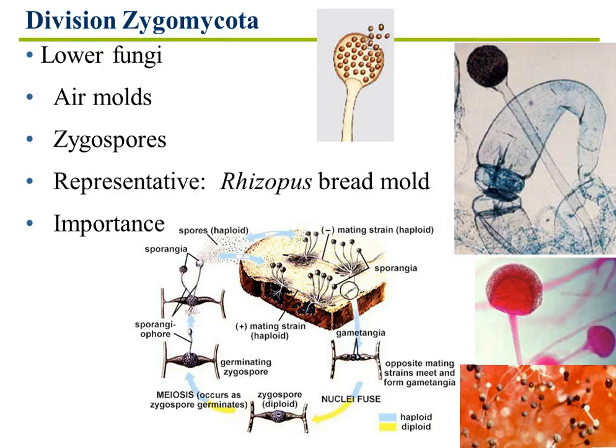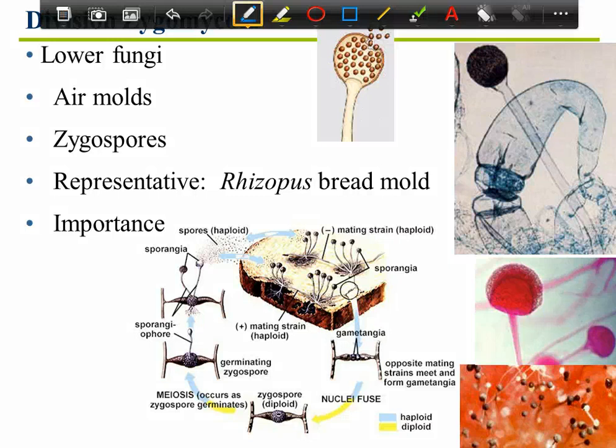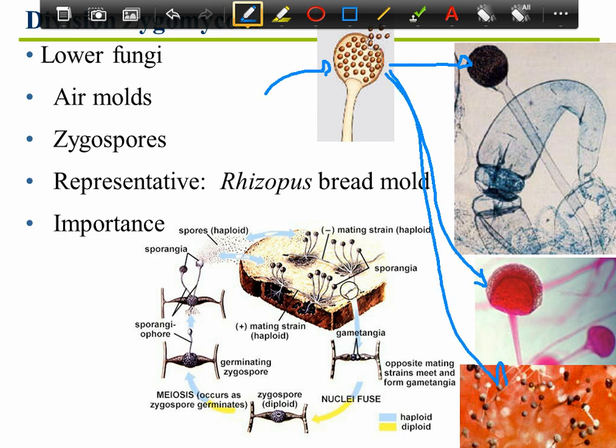The division Zygomycota, the bread molds. Rhizopus is an example. Again, you've looked at them in lab. There's a piece of bread with it growing on it, and you can see different examples of their sexual spores. Good example right there. And this thing right there is that thing, and this thing is that thing, and that thing is also these things that you see over here, and those guys right there.